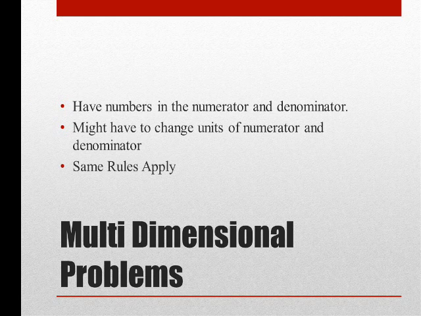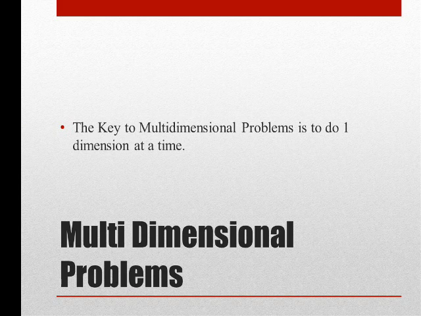Now the same rules apply as apply to the one-dimensional problems. The key to multidimensional problems is to do one dimension at a time. So for instance, you might do the top dimension and then do the bottom dimension. Or you might do the bottom dimension first and then do the top. So you want to just look at one dimension at a time. Get rid of the top first and then concentrate on the bottom. So let's look at some of these.